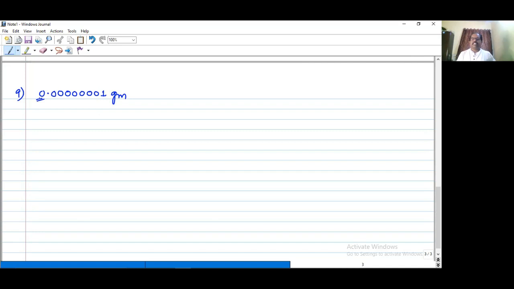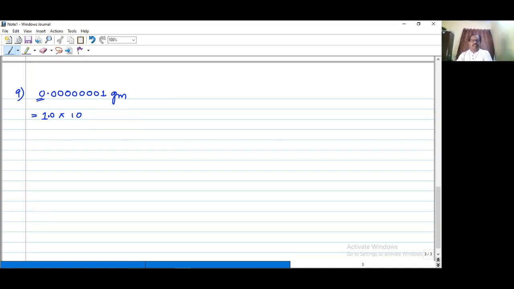Integer part must be non-zero and it should be less than 10. It should lie between 0 and 10. It should be greater than 0 and less than 10, right? So what we need to do here is write it like this: 1.0 into 10 to the power. So how much should the power of 10 be here?